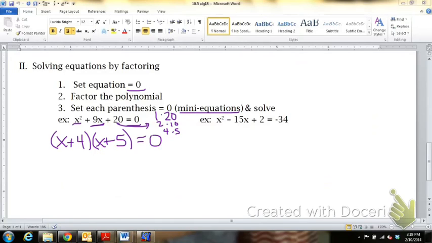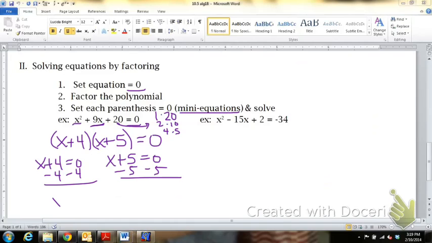Now I do my mini equations. So set each one equal to 0 and solve. Minus 4, minus 5, and you get x equals negative 4 and negative 5 as your two answers. You could also use the quadratic formula and you'd get these same two answers, but factoring can be a little bit faster.